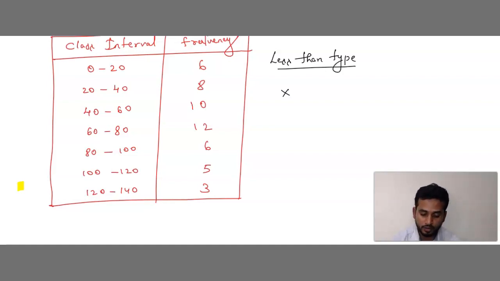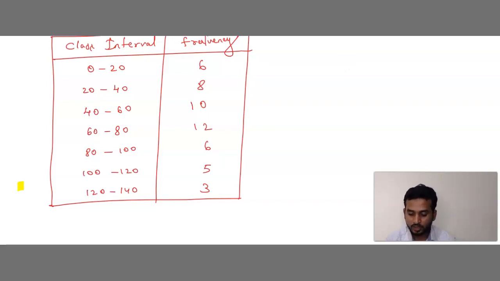So what is the midpoint of x? Midpoint of 0 to 20 is 10, 20 to 40 is 30, and next 50, next 70. Done. Children, you do one thing, because we have to take even these values also.